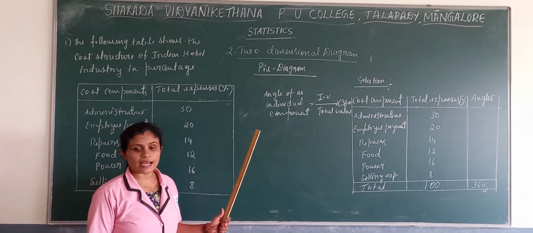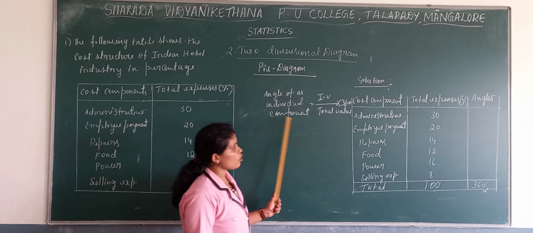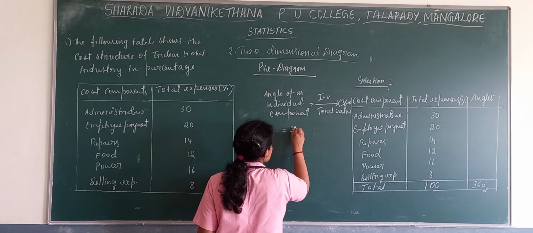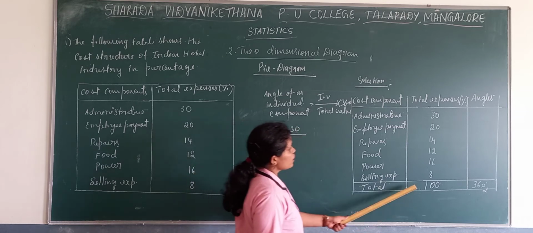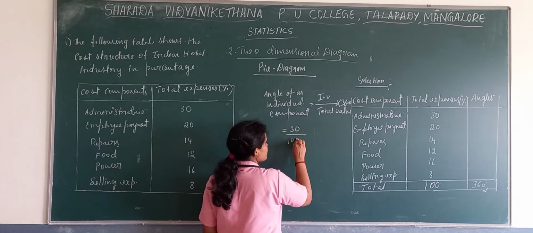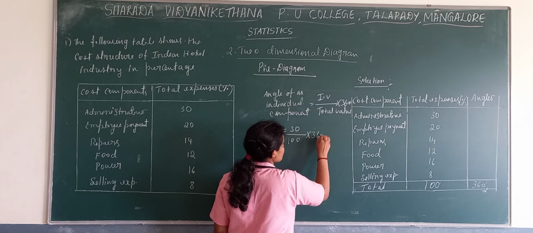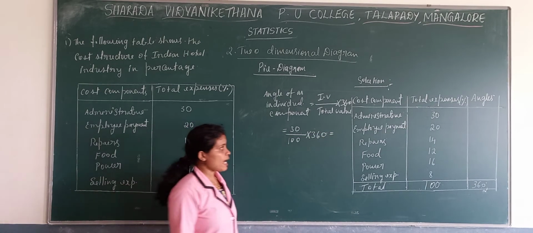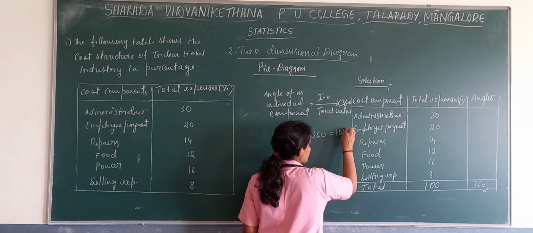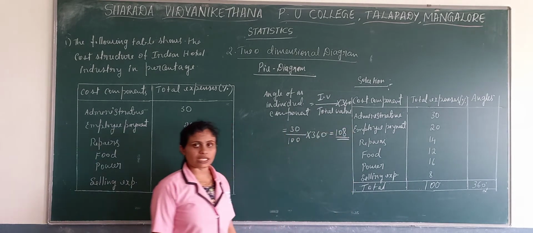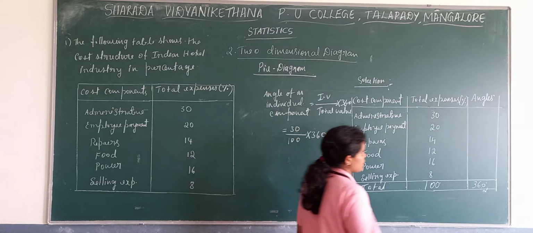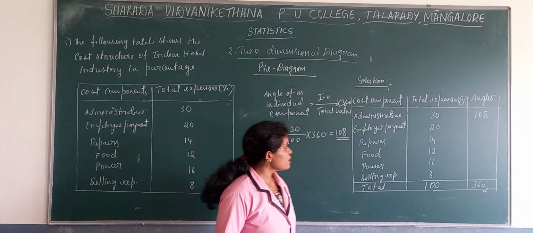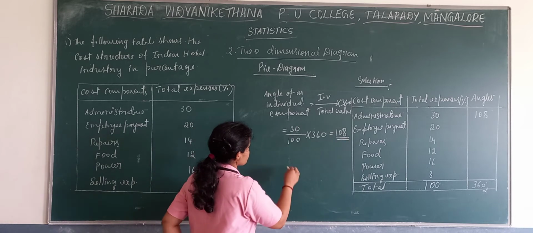Now find out the angle of each individual component. What is the first value? The first one is 30 by total value 100 into 360. What do we get there? We get 108 degrees. The first angle is 108 degrees.